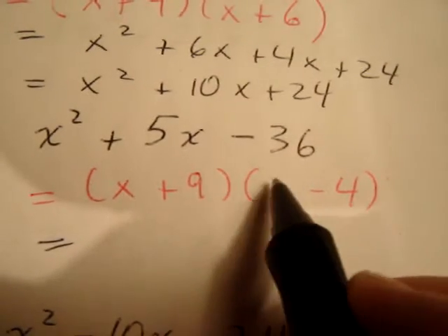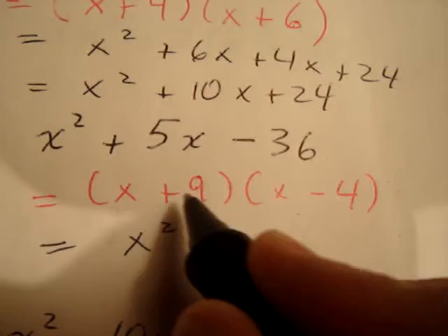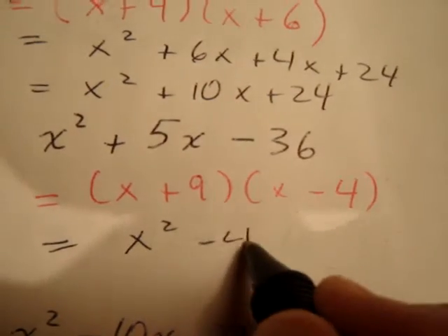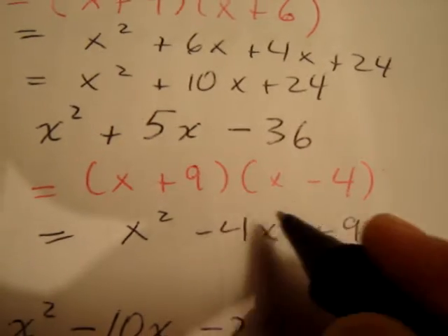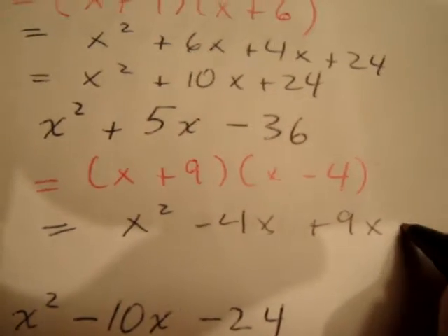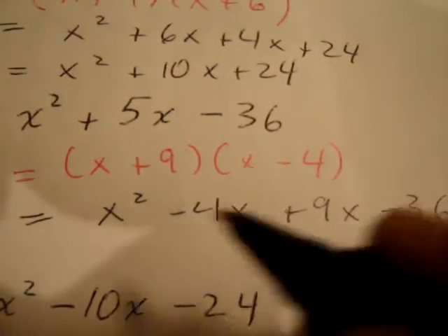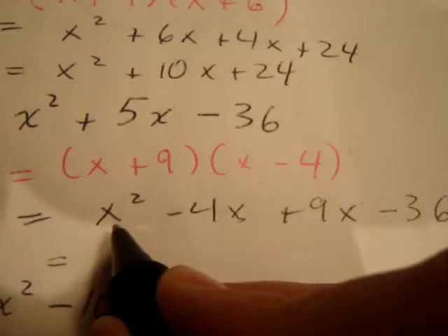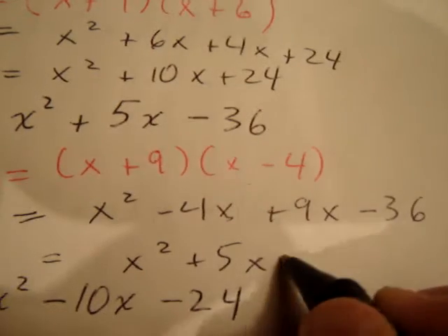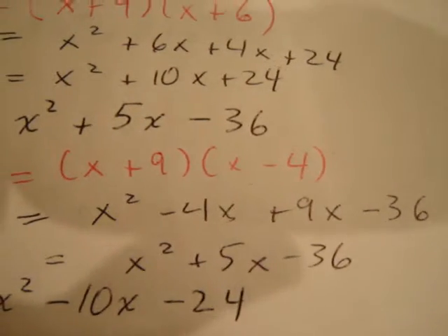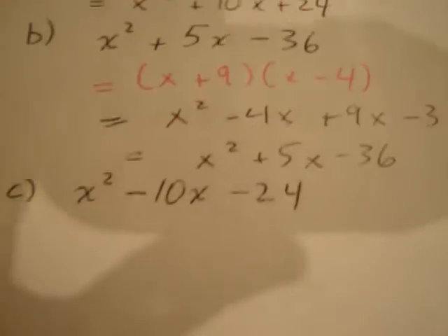So x times x is x squared. X times negative 4 is minus 4x. Positive 9 times x is plus 9x. Positive 9 times negative 4, minus 36. When we collect up our like terms, we get x squared plus 5x minus 36. And check that out, we got the right answer. We move to the next question.